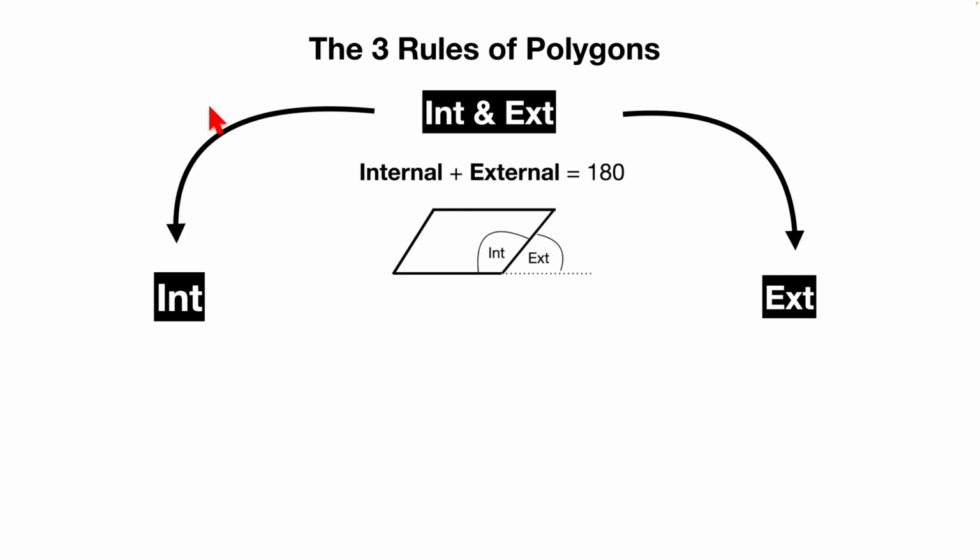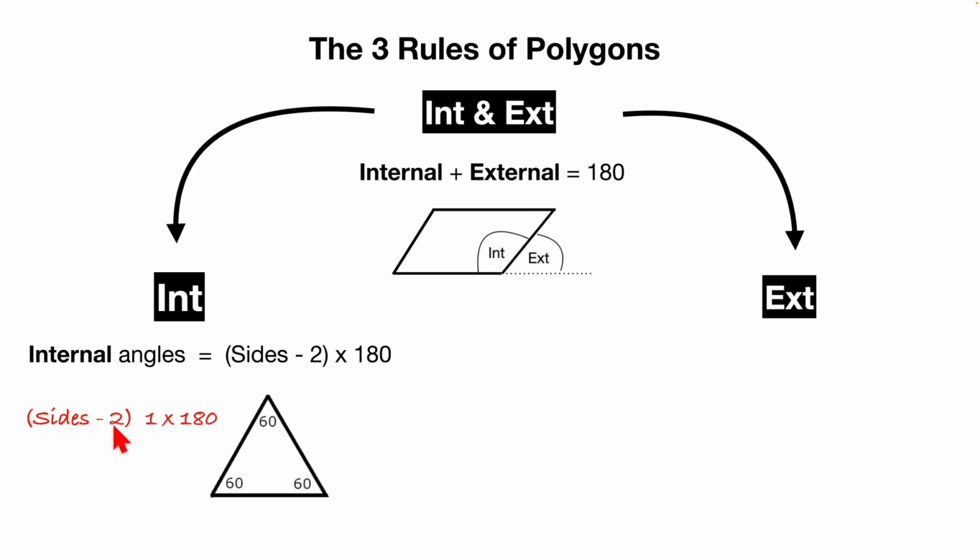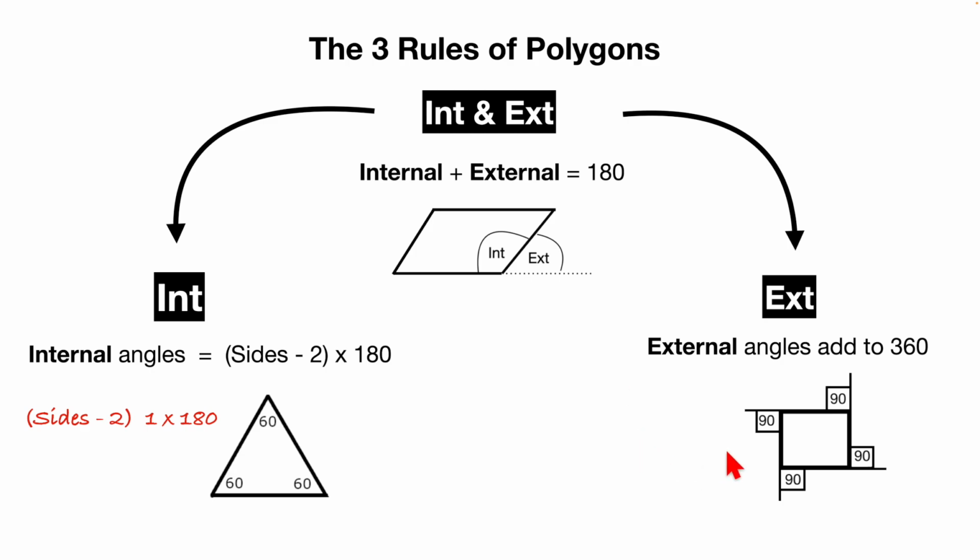Internal and external. Well, internal plus external equals 180. That's an easy one. Internal angles equals sides minus 2 times 180. So think of a triangle, sides minus 2, well that's 1 times 180, yeah, that's 180 inside a triangle, we know that. And external angles add up to 360. This one is commonly forgotten or not taught. Either way, very useful. Here's an example of a square. The external angles are 90. Square, the total is 90 times 4, which equals 360.